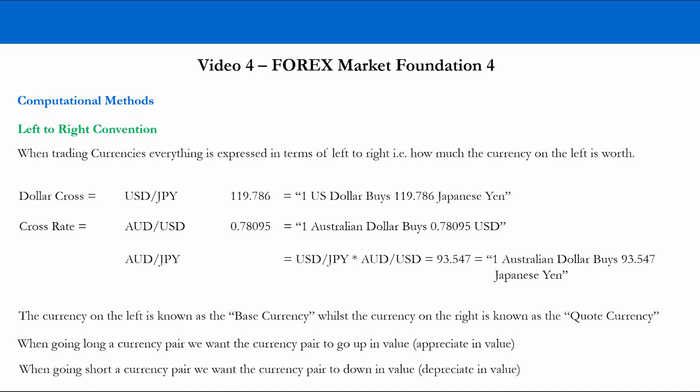And a lot of retail Forex traders think that because they know a couple of basic computational methods and they combine this with some technical analysis, so maybe they know how to work out their P&L, or they know how to work out a cross rate, for example, it's going to make them profitable. Well, it doesn't.